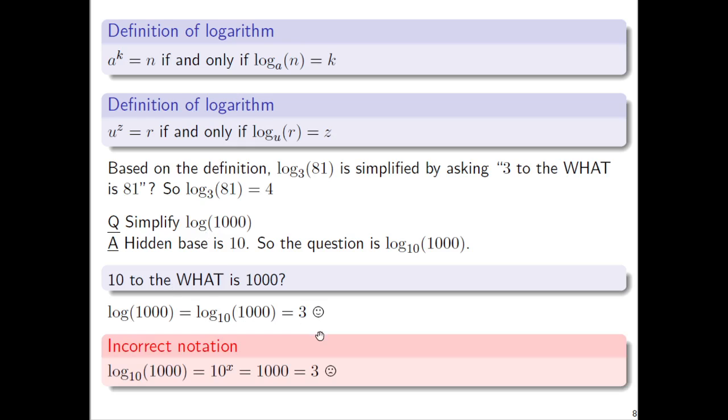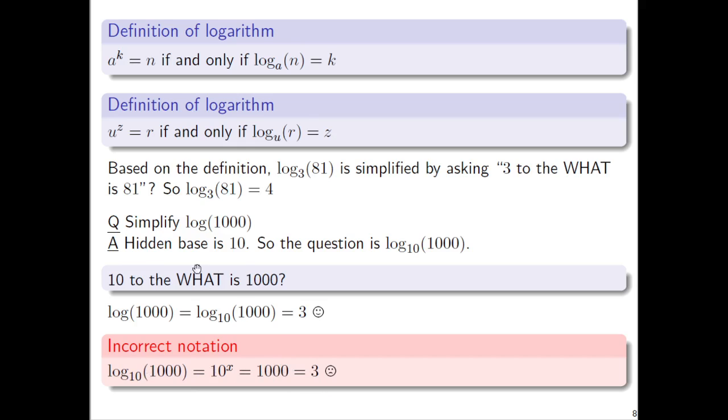Now let's note some incorrect notation I've seen people use. People write log base 10 of 1000, but then they'll write equals, as if the next step is 10 to the x equals 1000, and I think they're writing the x to mean the what, but let's say that that's equal to 3. I mean, there's all kinds of things going on here. 1000 isn't equal to 3. There's lots of incorrect notation going on.